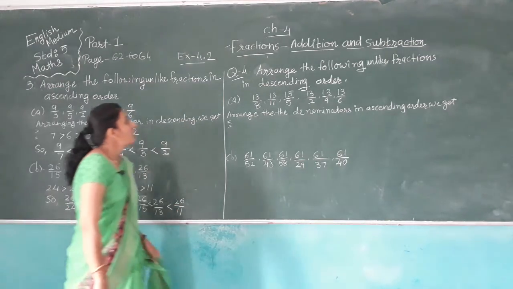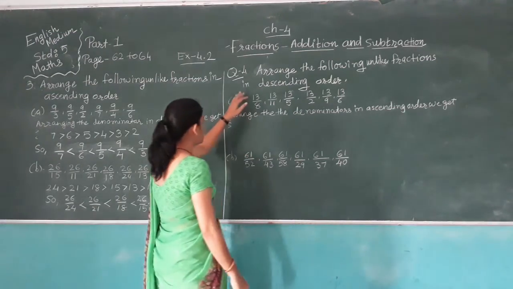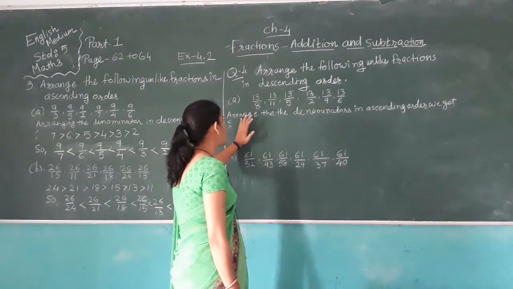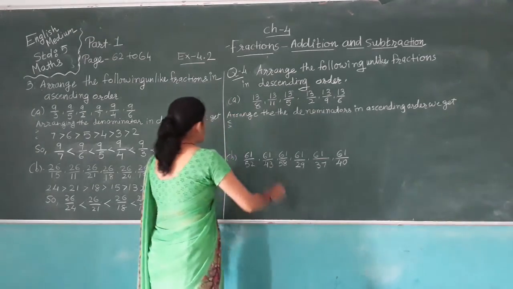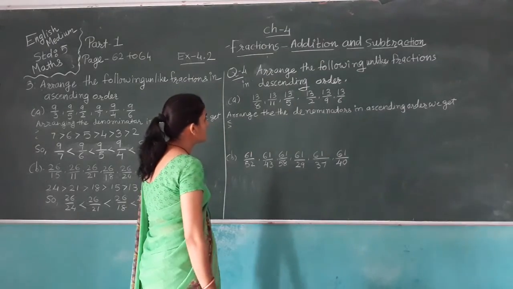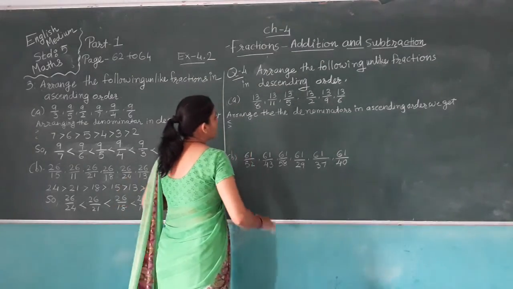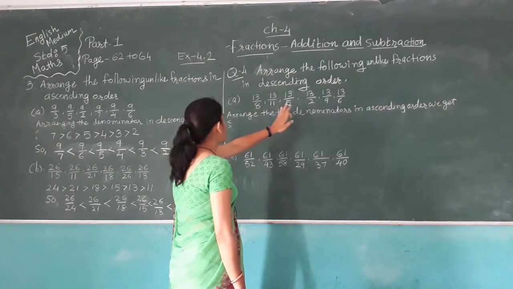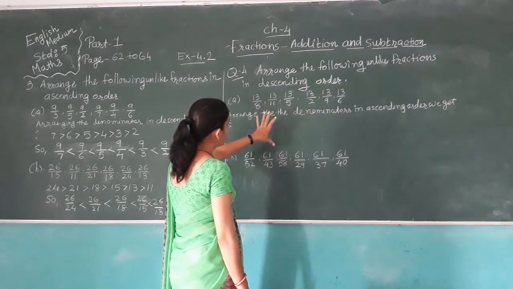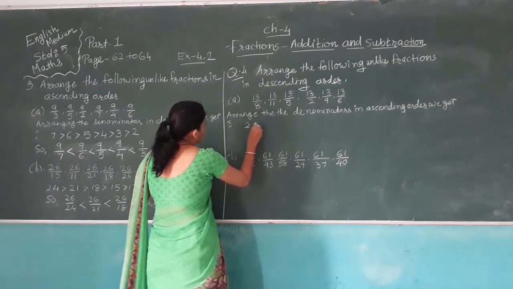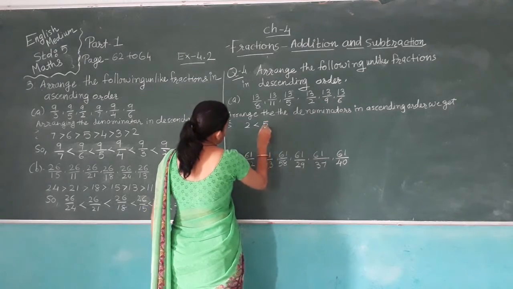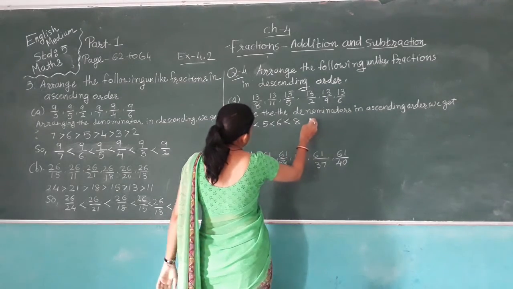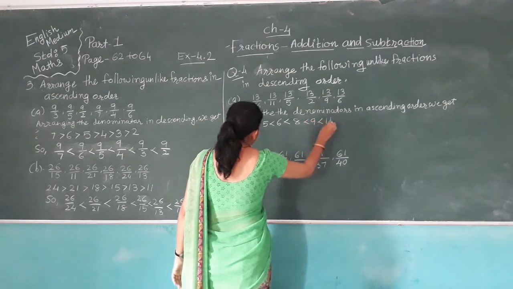Now next one. Arrange the following unlike fractions in descending order. Here some questions are given. Arrange the denominators in ascending order. First, these denominators are given here. In both, which one is the smallest? So 2, then 5, then 6, then 8, then 9, and last one 11.